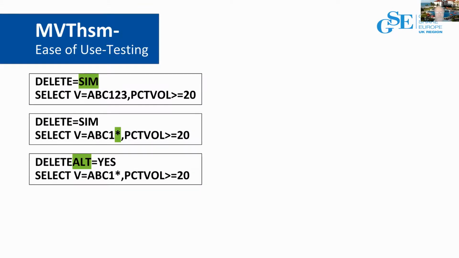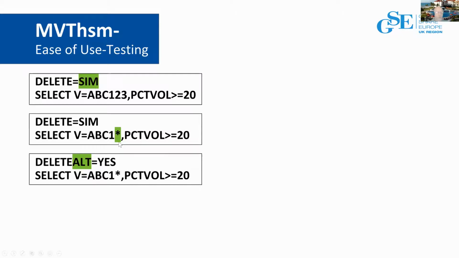So you could run it, and your selection says delete equals sim, simulated only, do not actually do anything with the HSM off-host recycle. Just select this and give me the report. Let me know what would happen. So again, the same select statements can be used. You could select just an individual volume, but only if the percentage of deleted blocks on there is greater than 20% of the volume.